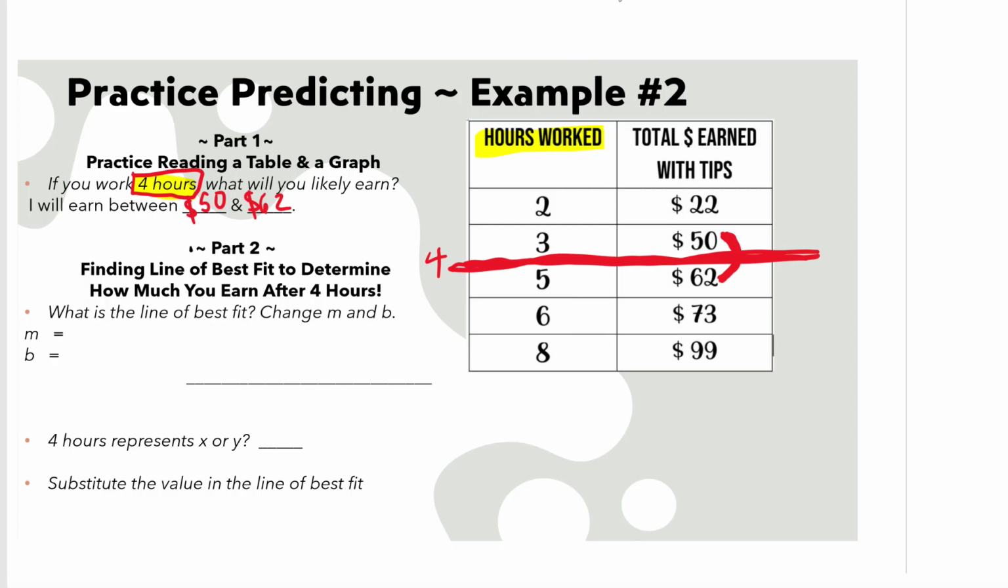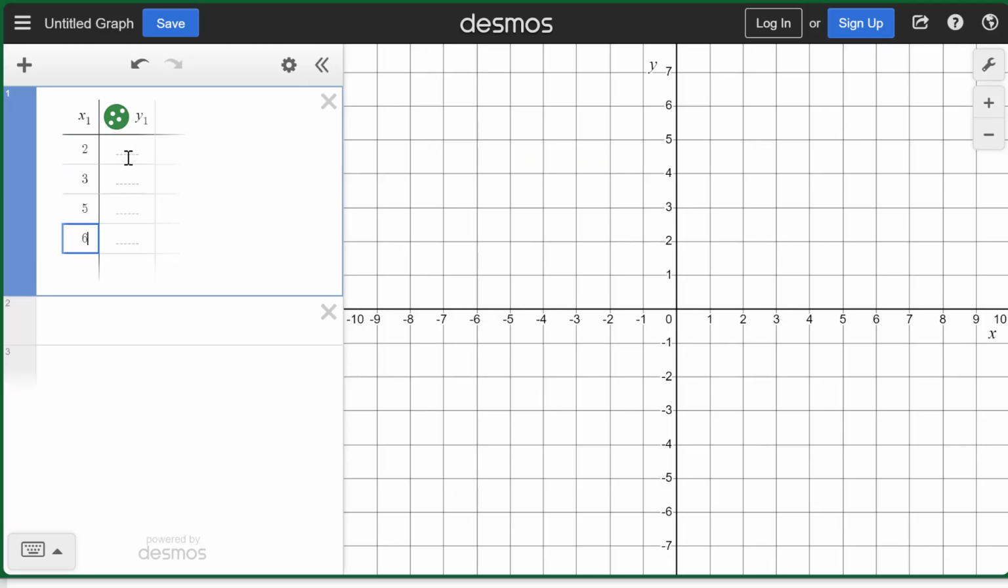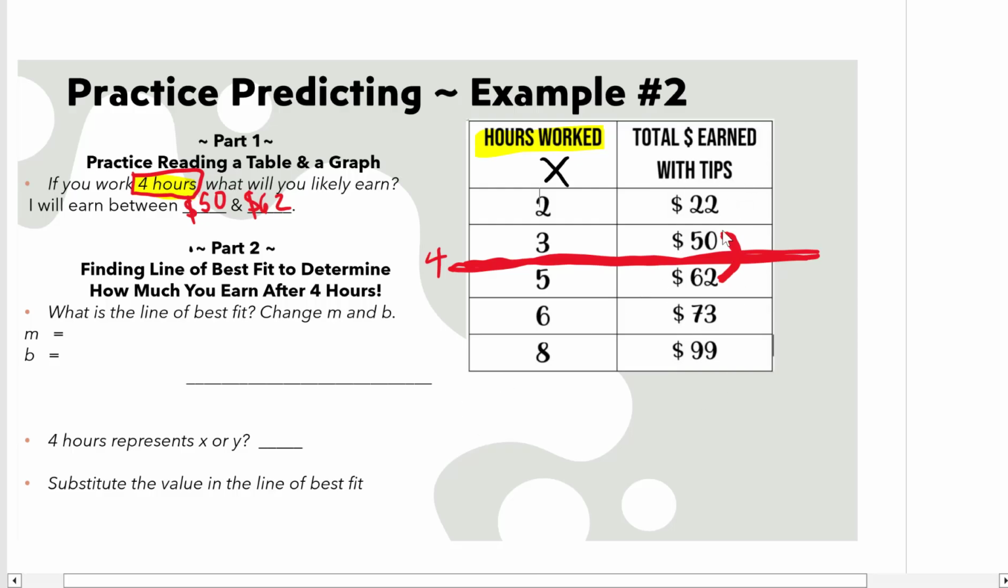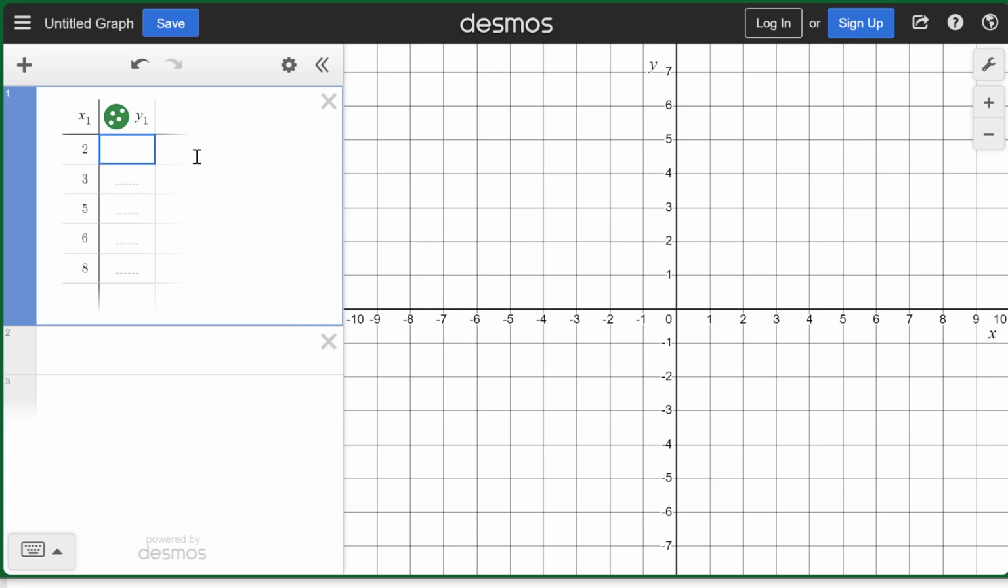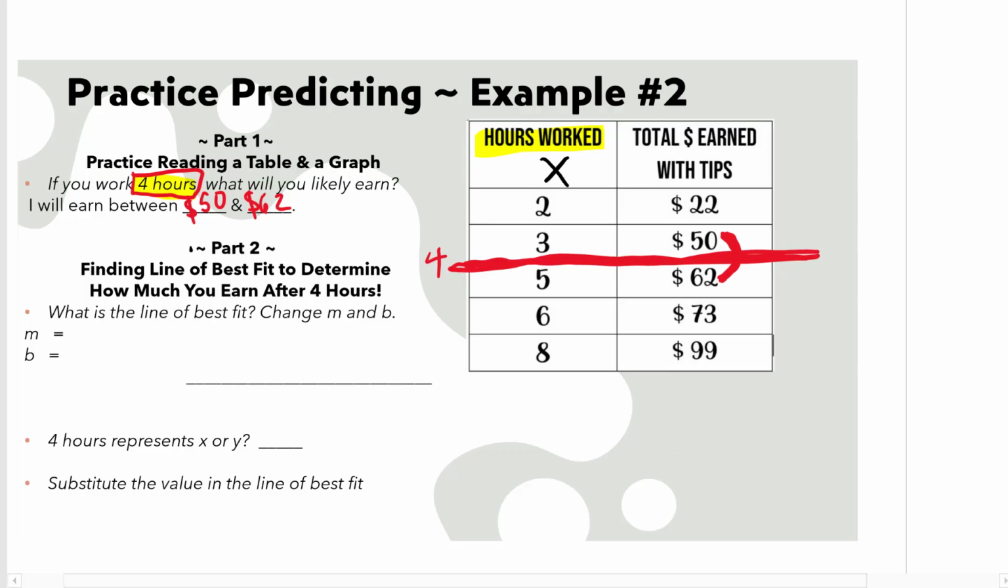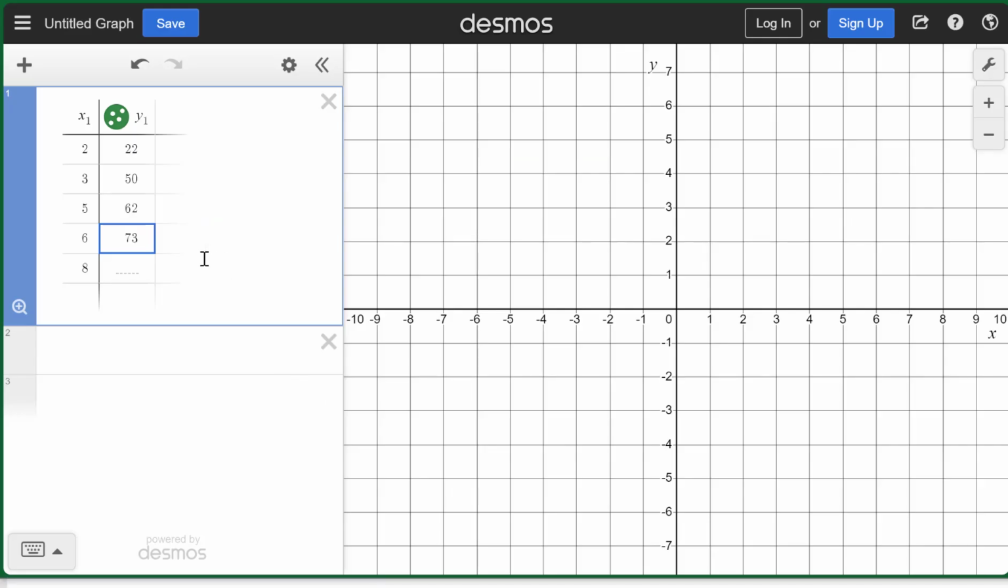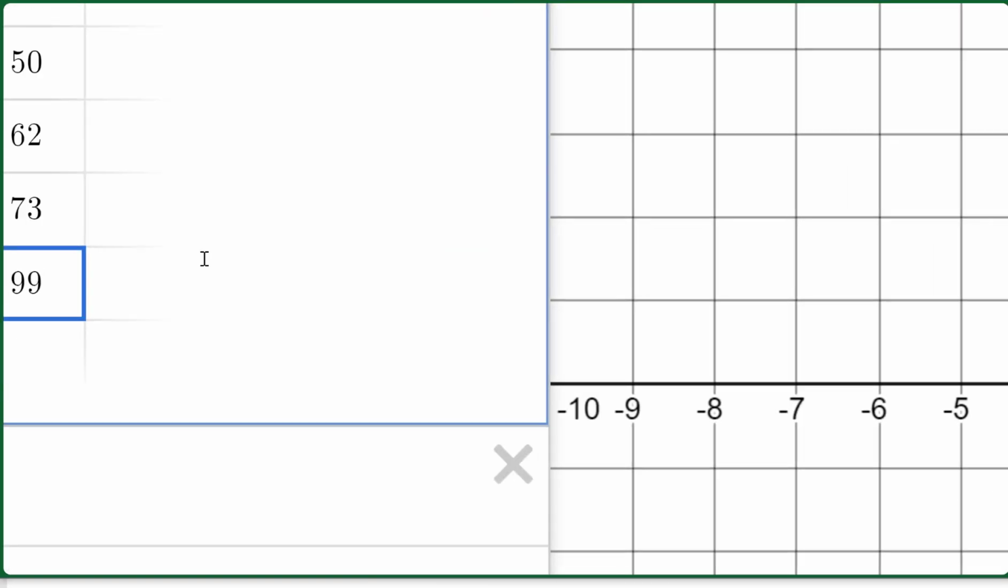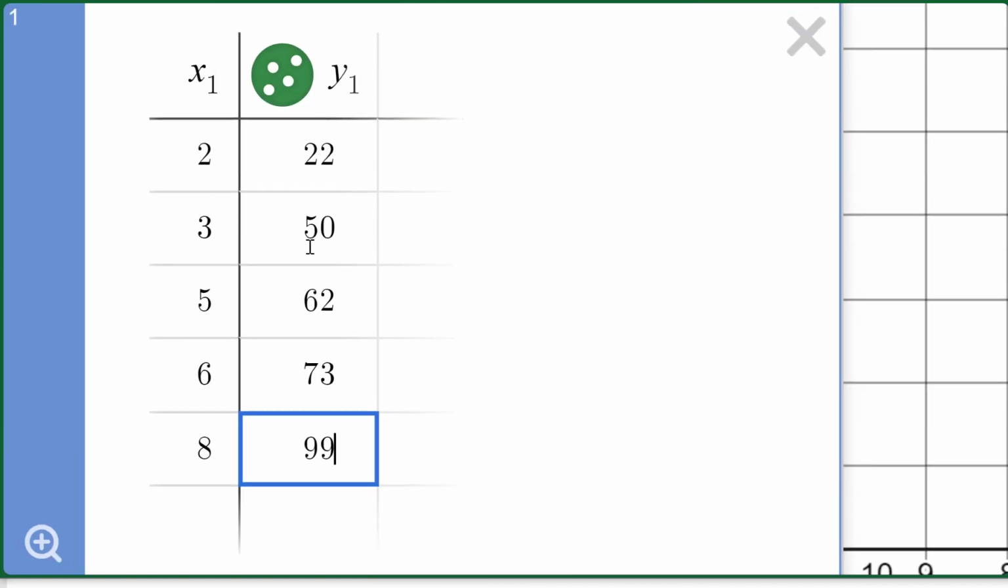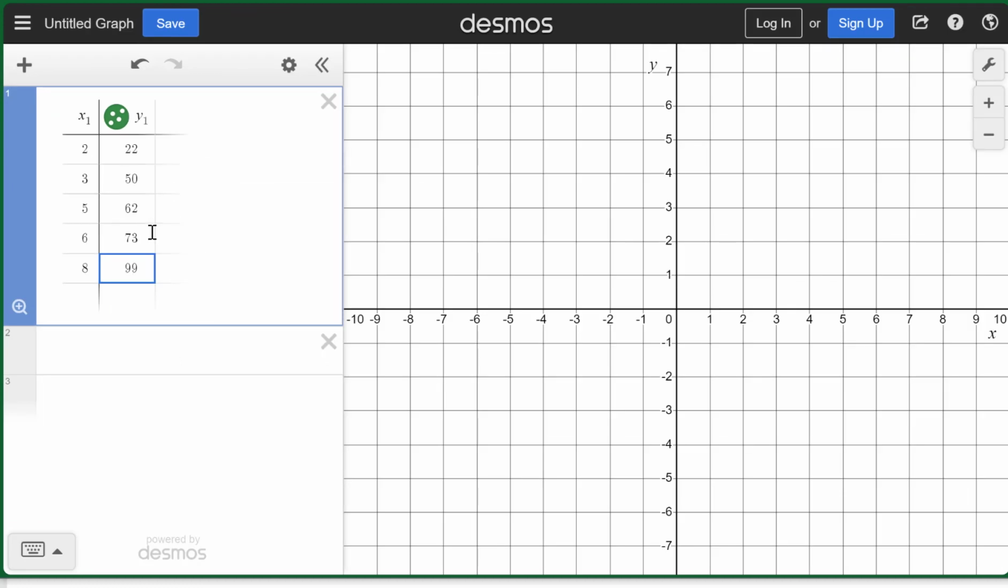In the X column, we have the hours. 2, 3, 5, 6, and 8. In the Y column, we have the monies earned. 22, 50, 62, 73, 99. Okay, so you should have the table in your calculator right now. All right, so that is step 1, the table.